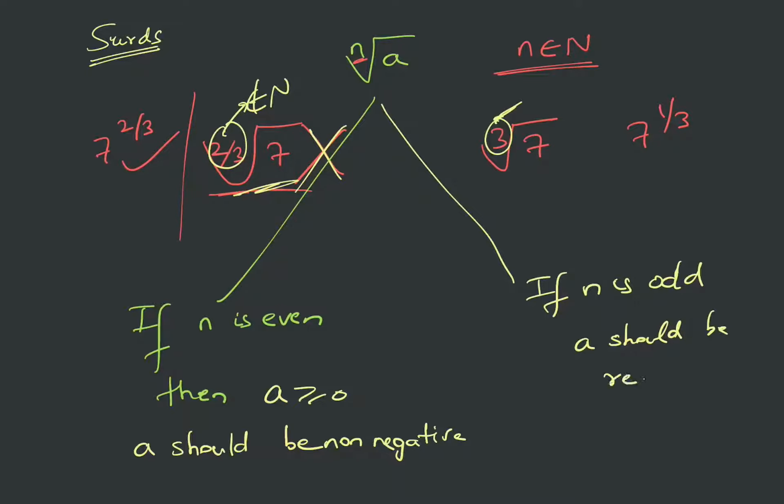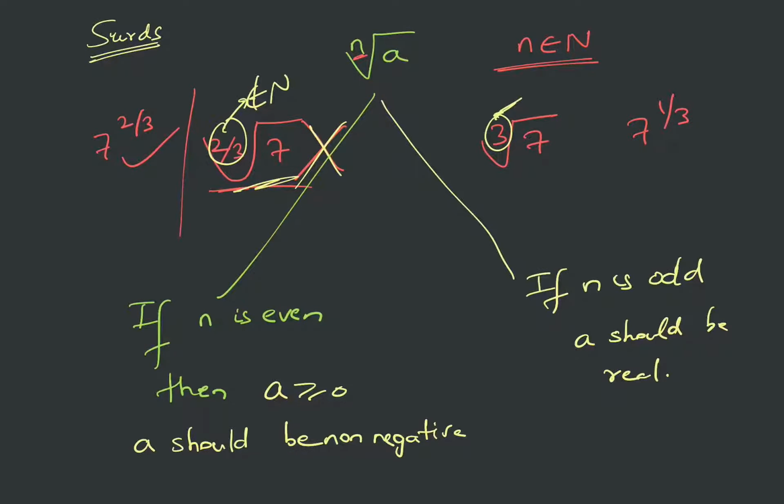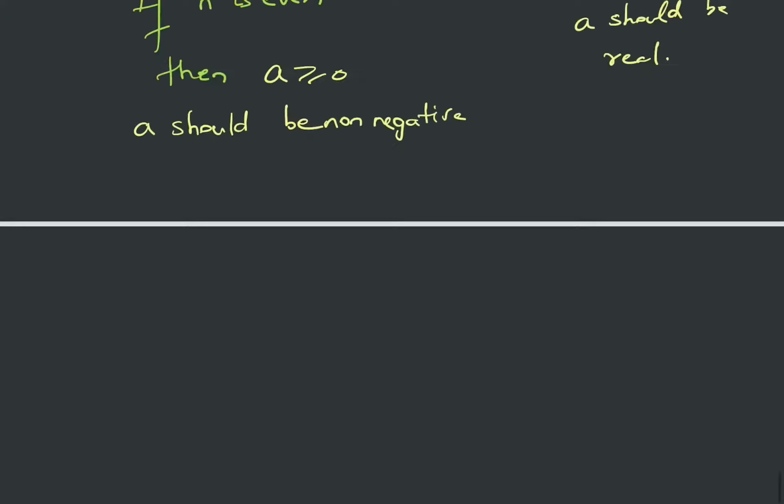A should be real. We are going to talk about real numbers only, we are not going to talk about complex numbers now. So if n is even, then a should be non-negative, and if n is odd, then a should be real. So first thing is that for this expression nth root of a to be valid, n should be a natural number. So this type of expression is not valid because 2 by 3 is not a natural number. And this is valid, and this is equal to this itself. 7 power 1 by 3, you can write it as cube root of 7, that is fine. And you can write 7 power 2 by 3, but you can't write 2 by 3th root of 7, that is not valid, fine.